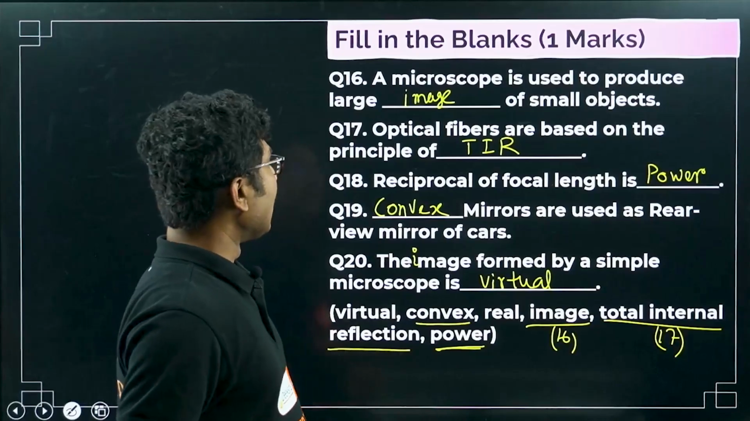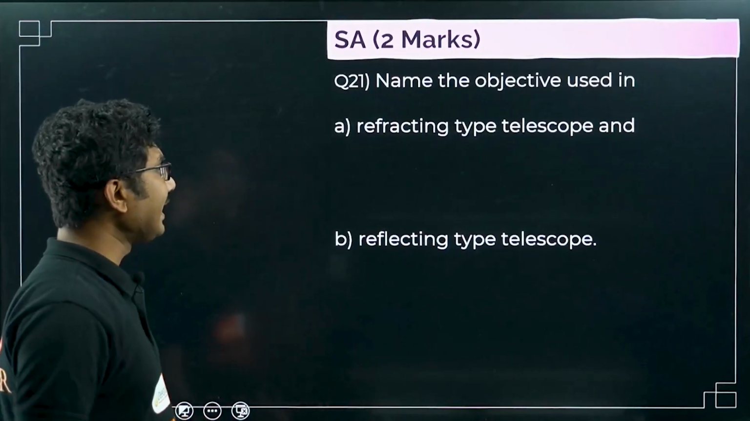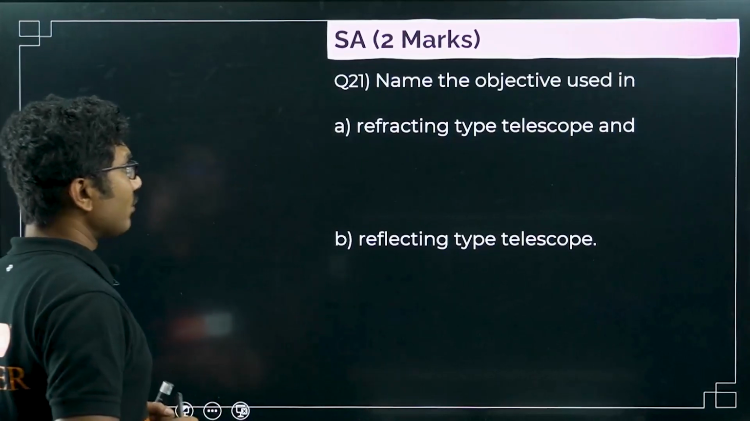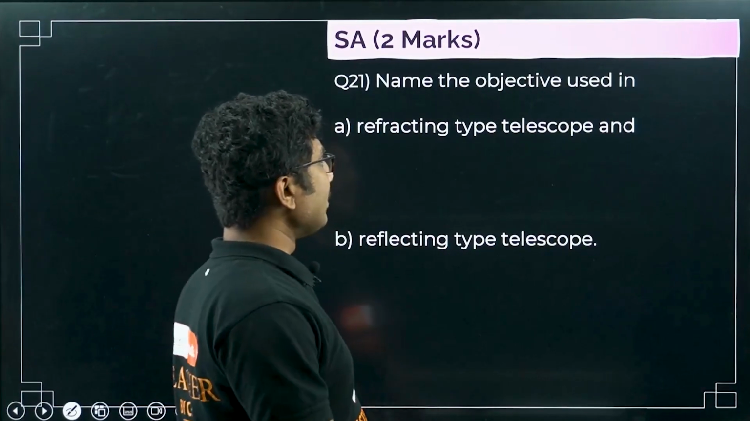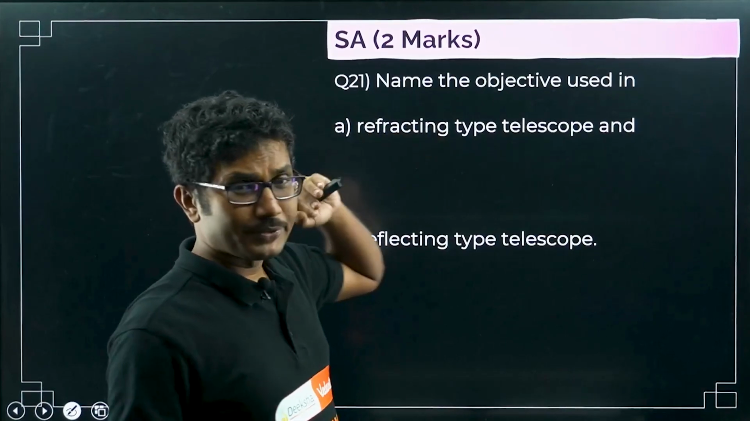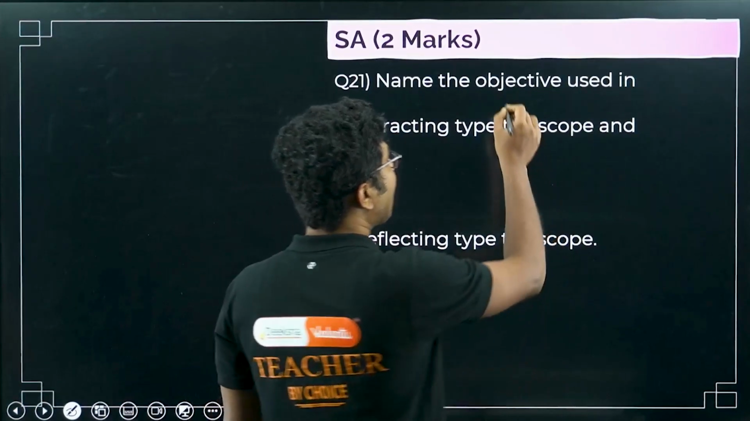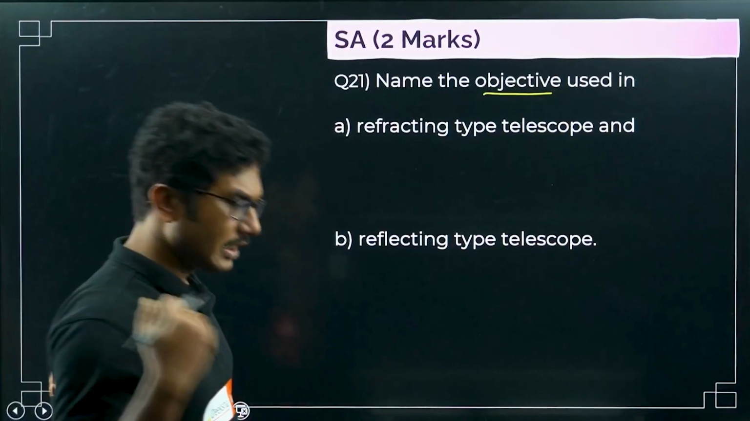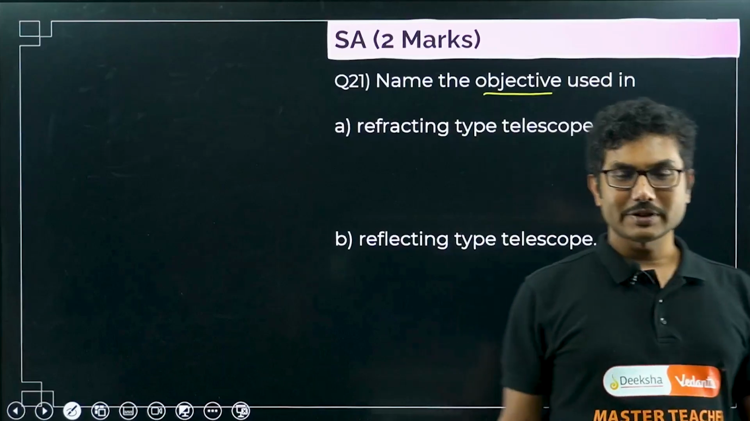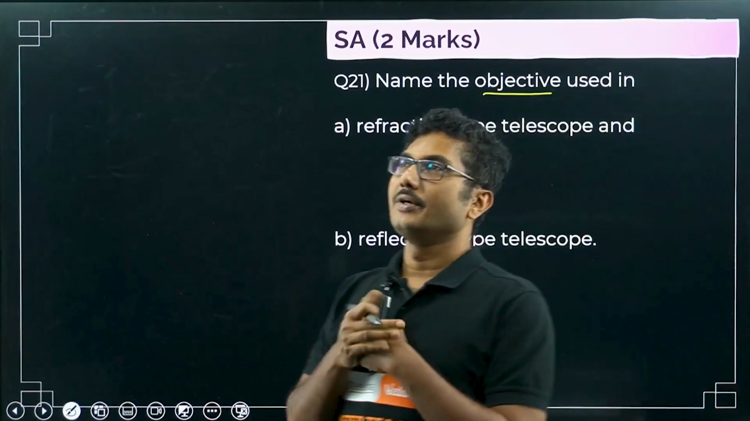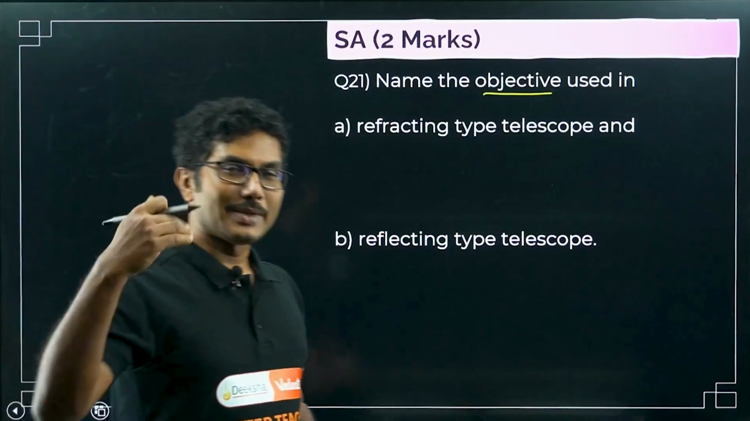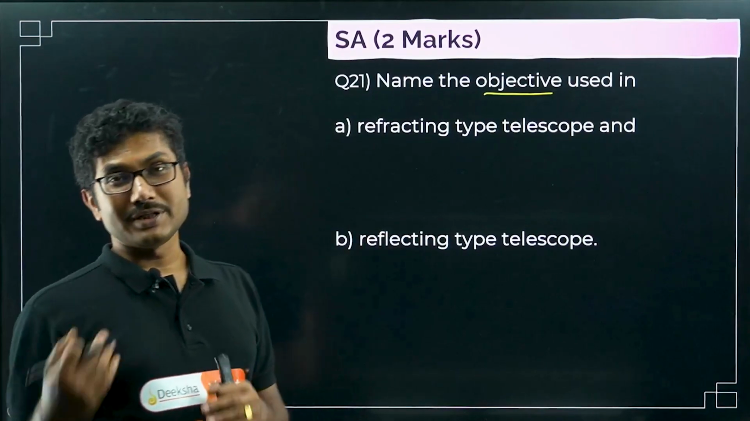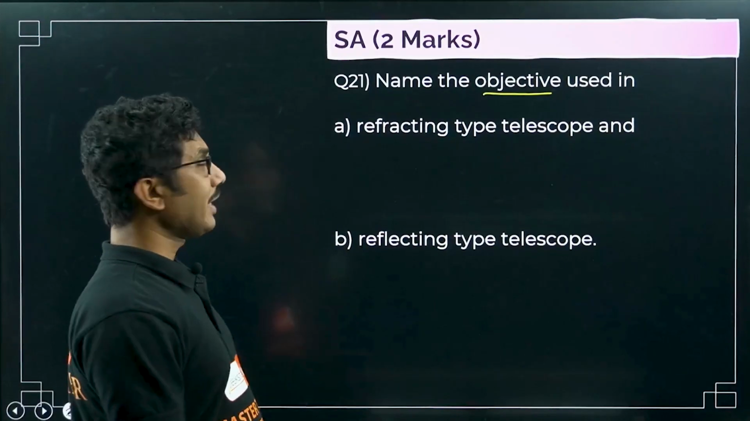Now the next question: name the objective. This is also again based on the microscope. Name the objective used in refracting type telescope. Objective means objective lens. Even though they have mentioned objective, the objective lens is sometimes only referred to as the objective. Objective can refer to many other meanings in English, but in this case objective means the objective lens. Be careful.